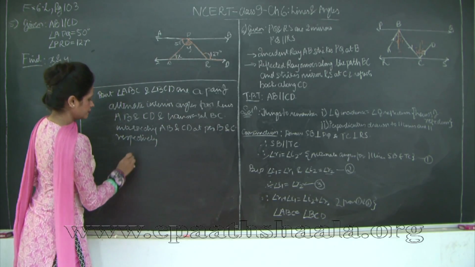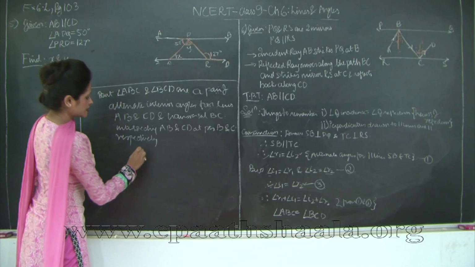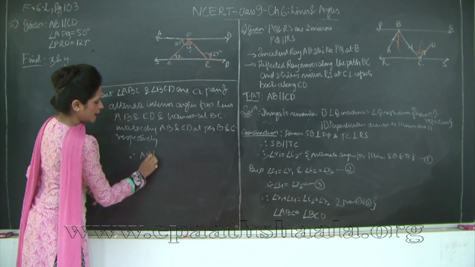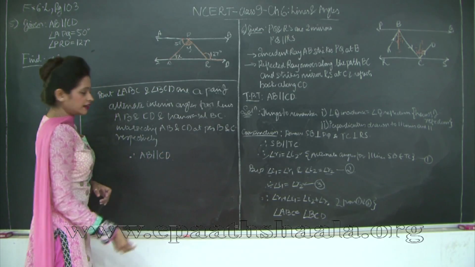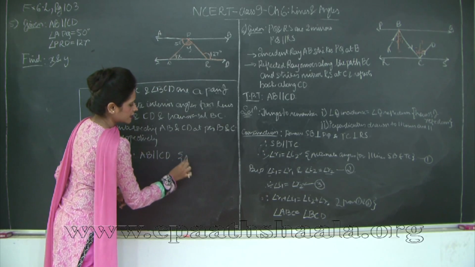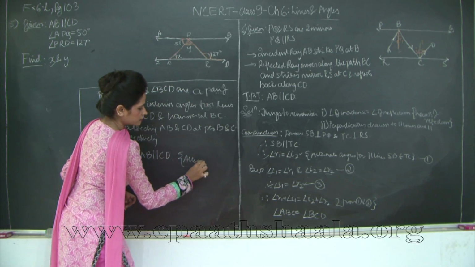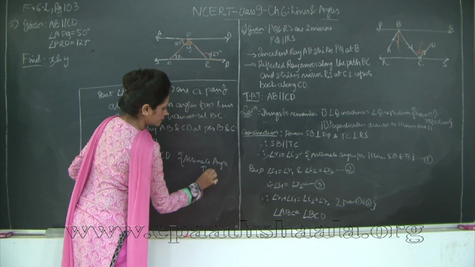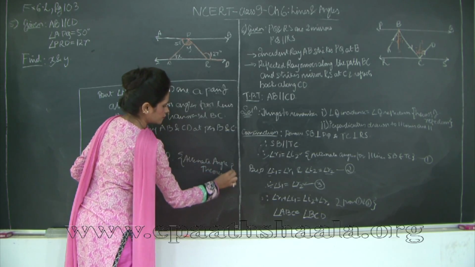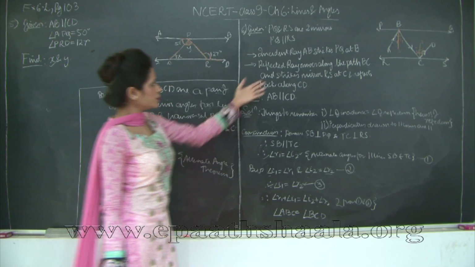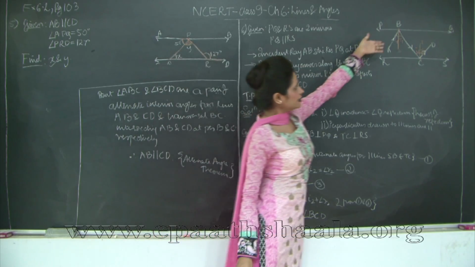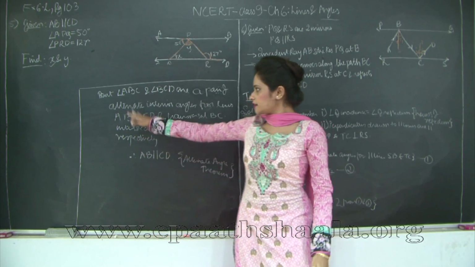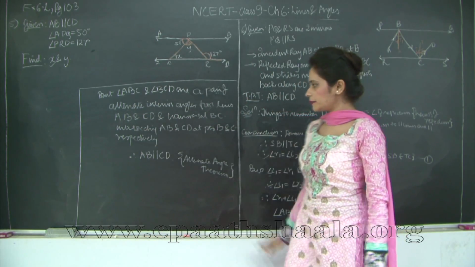Therefore, what do we have? Therefore, what can we say? That AB is parallel to CD. Why? Alternate angle theorem. Therefore, we have proved what was required, that AB is parallel to CD. Here is the remaining section. Please take a look.